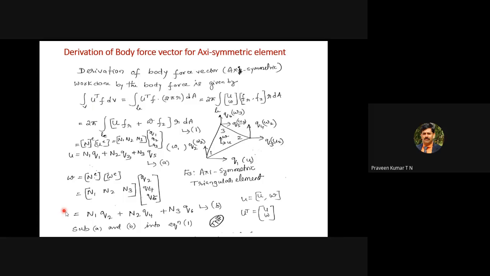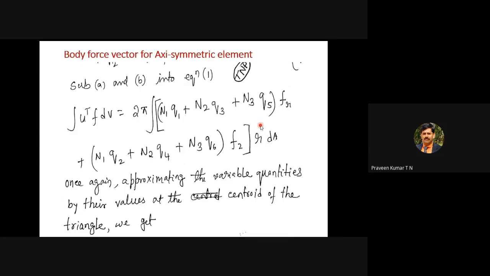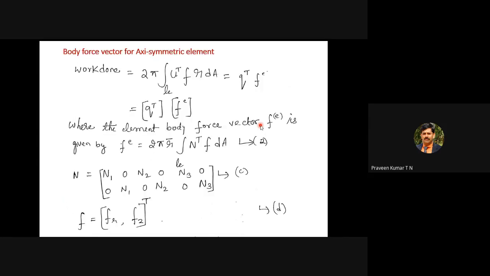In the vertical direction, the displacement vector is given by W. So W is given by N1, Q1, Q2. The vertical direction displacements are Q2, Q4, and Q6. So from that we can get the expression for the body force. So you have the body force vector Fr and Fz.